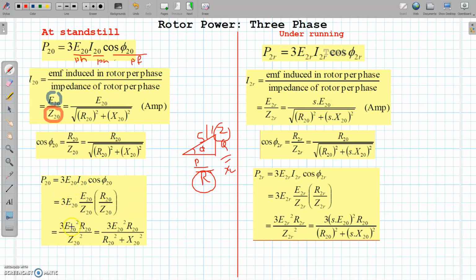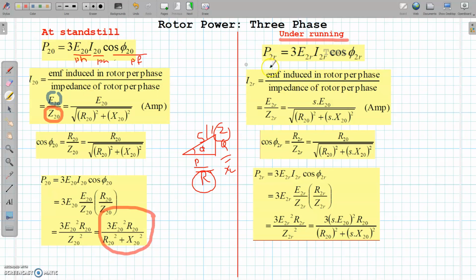E20 into E20 will become E20 square into R20 upon Z20 square, which is equal to 3 E20 square R20 divided by Z square, which is R20 square plus X20 square. So this is the equation of power in the induction motor under standstill condition. So what will happen in the running condition, that we will check.